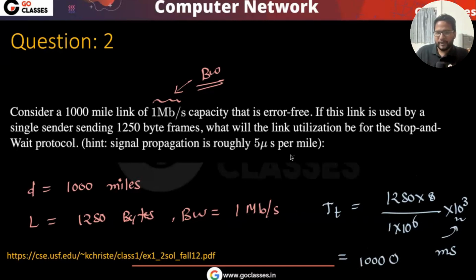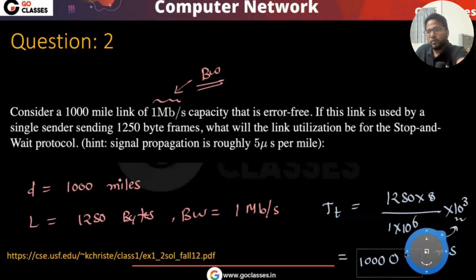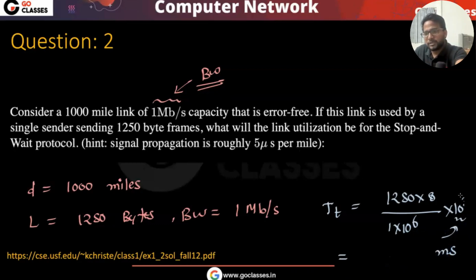Okay, they want it in microseconds, if you want. Okay, let's just convert it into microseconds itself. If you convert that into microseconds, then it will be 10 to the power 6, right? I think the other numbers are in microseconds, so maybe I can convert that into microseconds. So this will get cancelled out, and then this is 10,000, which is 10 to the power 4 microseconds.